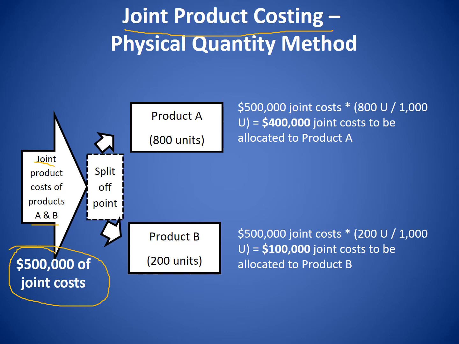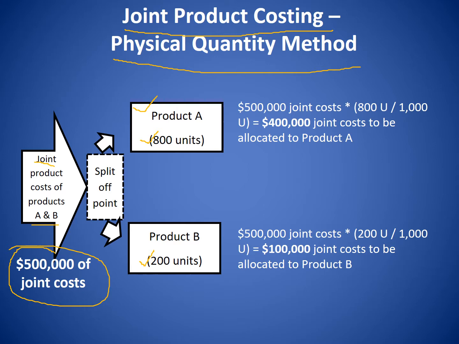Now, what I'm going to demonstrate here is the physical quantity method. And here at the split off point where product A and B become separate products, we see we make 800 units of product A from the joint product cost. So we make 200 units of product B from the joint product costs. So now we're going to use the physical quantity of the units produced to split the $500,000 worth of costs.